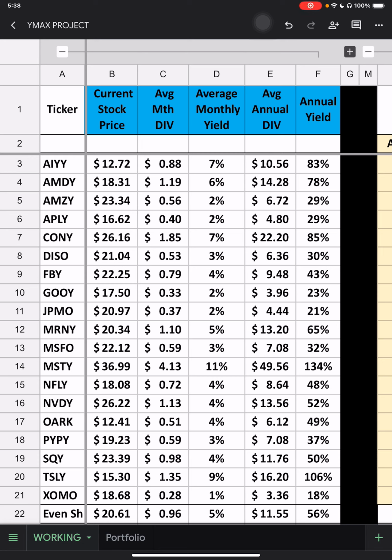Now, if we go down to the bottom on line 22, that would be an estimate of one share if we had bought all of these today at these prices, which are the closed prices. It's about $20.61 a share with the average distribution of 96 cents, which is about 5% a month, or 11.55 or 56% a year. Again, this just updates and is based on the current data.